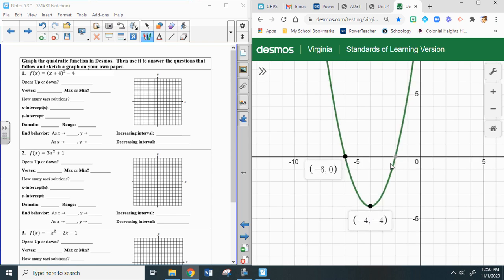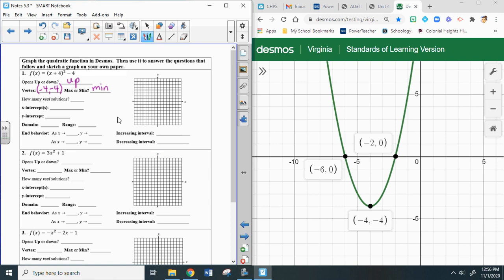All right, so now we're going to go over to our notes, and we're going to fill everything in. All right, so I want to know if this opens up or down. Well, hopefully you can see that that definitely opens up. The vertex is at -4, -4. And because it is a low point, at the bottom of that parabola, we call that a minimum, and we can just do min for short.